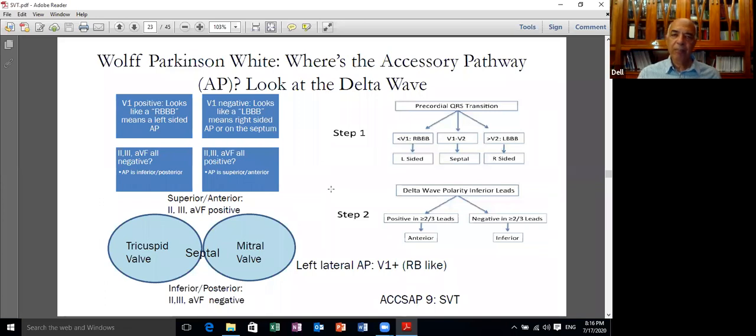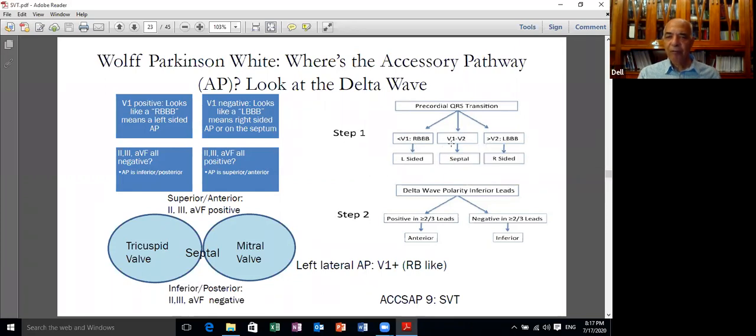But this is one of the simplest algorithms, which is recommended by the American College of Cardiology and the American Heart Association. And it needs two steps. The first step is to look at the QRS complex in V1. If V1 shows a right bundle branch block pattern, that's a tall R in V1, this means that the accessory pathway is left-sided. If it is left-sided, then it will activate the ventricle from posterior to anterior, and it will be positive in V1. If it is negative in V1, looking like a left bundle branch block pattern, then it is right-sided.